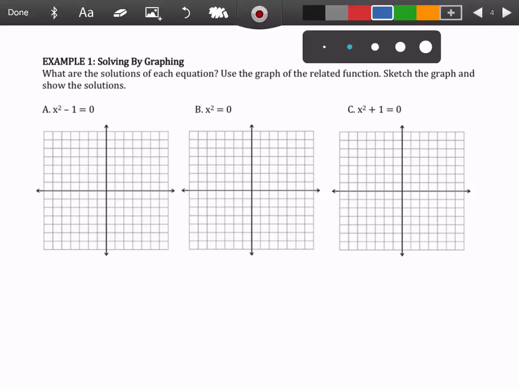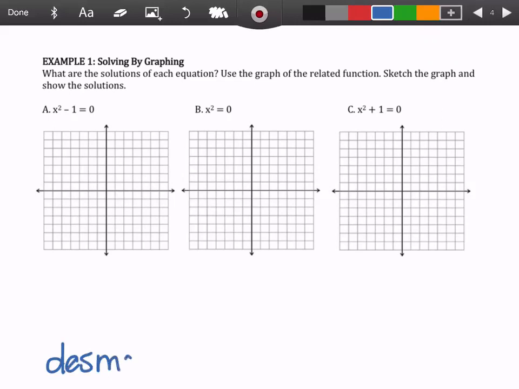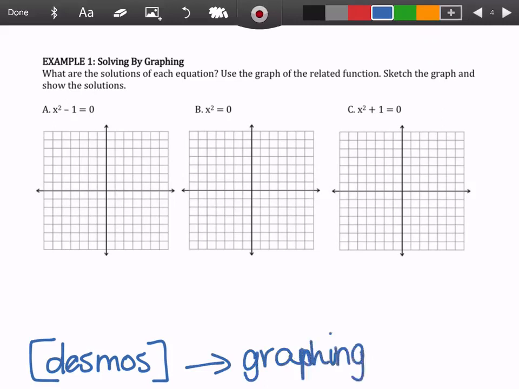If you just Google Desmos, most of you are familiar with Desmos. We've had assignments on Desmos. So go to Desmos, and then we're going to click on graphing. You can also download the Desmos app. So now we are going to go to Desmos to graph x squared minus 1.